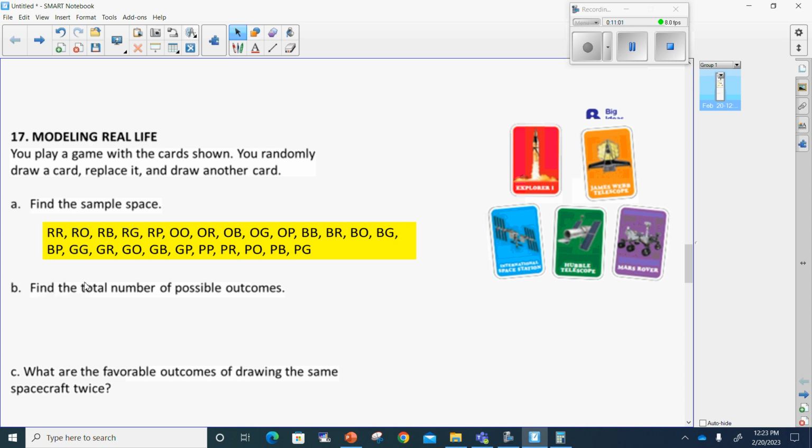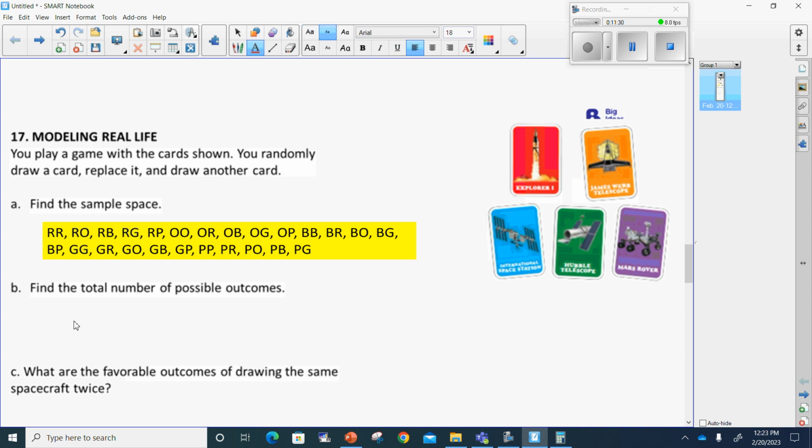Part B says find the total number of possible outcomes. Well, what are the total number of possible outcomes here? We got 1, 2, 3, 4, 5, 6, 7, 8, 9, 10, 11, 12, 13, 14, 15, 16, 17, 18, 19, 20, 21, 22, 23, 24, 25. Or the easier way would be, we know that there's 5 possible outcomes. So when we draw it again, that's 5 times 5, which is 25. So that's the route I would go.